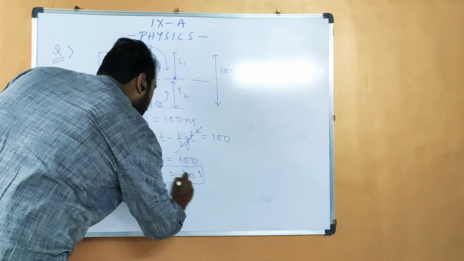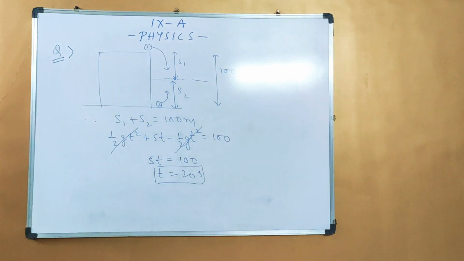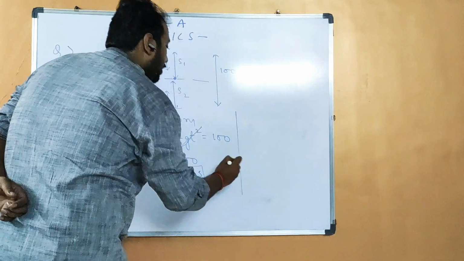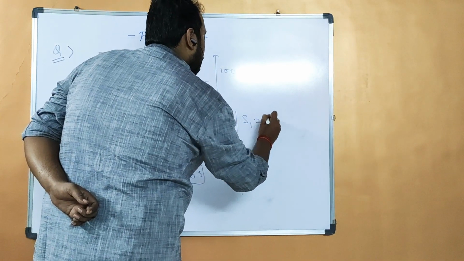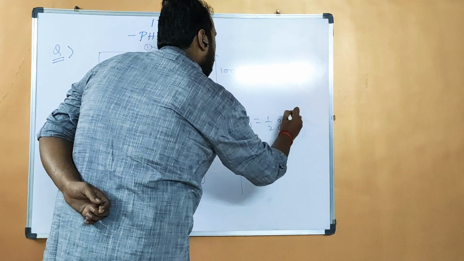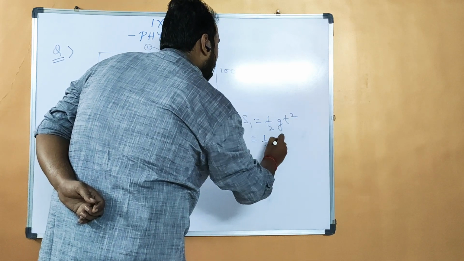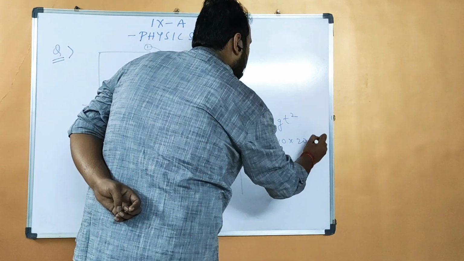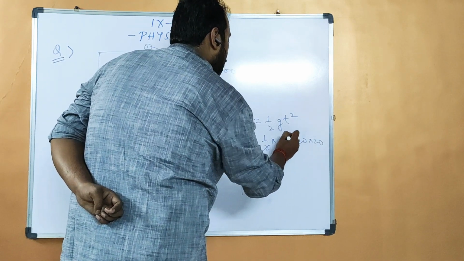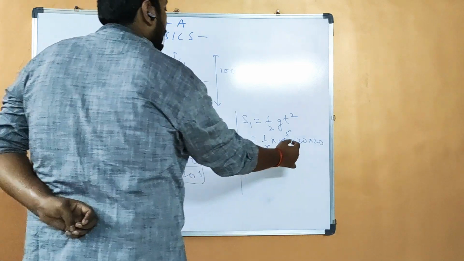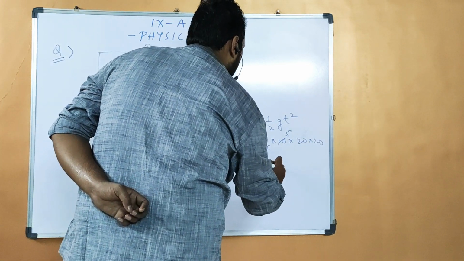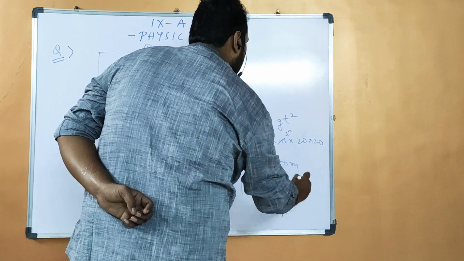That means at 20 seconds they will cross each other, but we have to find the distance also. I will put it in this equation now. S1 equals half gt square, which is half into 10 into 20 into 20, that is 400 into 5, equal to 2000 meter.